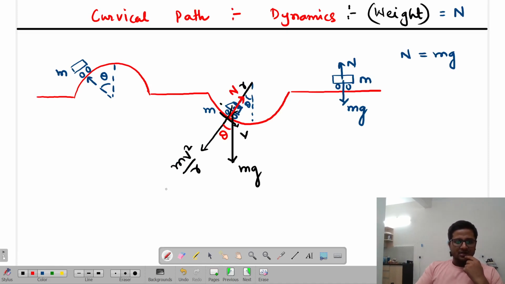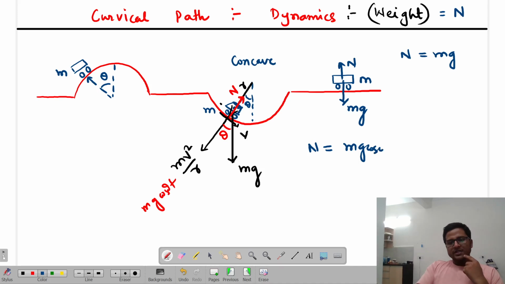This angle is theta. So mv square by r plus mg cos theta is my normal on which kind of surface? I think it is called concave. So on concave surface, my normal is mg cos theta plus mv square by r. Is this clear or not?